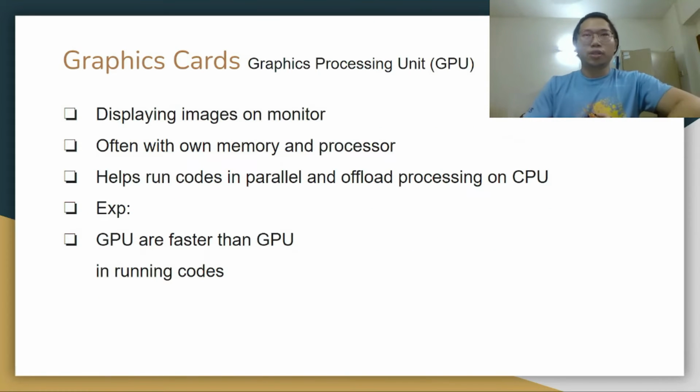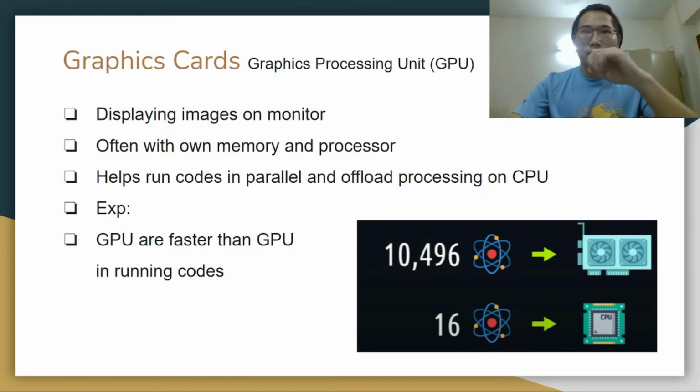As for the graphic card, the graphic processing unit or GPU, in CUDA GPU, the graphic card enables us to display images on the monitor. Often, graphic cards have their own memory and processor, and they help run code in parallel, also offloading the processor on the CPU. For example, when playing games, the task passes from the remote control to the CPU, after that to the GPU, and only then is displayed on our monitor. But with a graphic card, one step can be skipped, that is the CPU. That means from the remote controller, it goes straight to the GPU itself, then straight onto the monitor. So we can see that the GPU is faster than the CPU when running code.